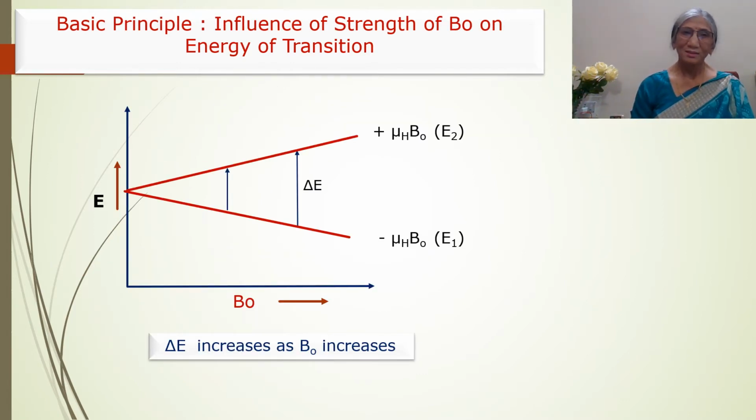As we increase the strength of the magnetic field, the gap between the two energy levels also increases. If there is no magnetic field, there will be no orientation. The different orientations arise in the presence of an external magnetic field. So the energy gap between the two orientations depends upon the strength of the external magnetic field.